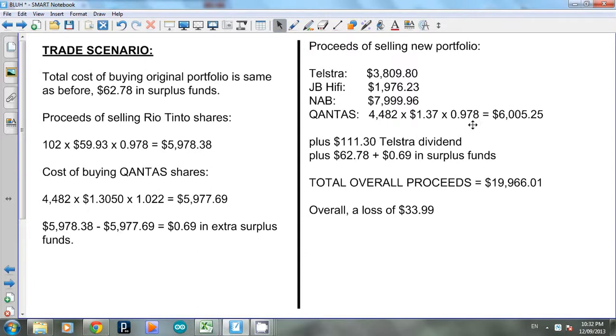So we've got those four figures. To that, I still have the $111.30 Telstra dividend, and I have $62.78 in surplus funds, plus that extra 69 cents I had left over when I bought the Qantas shares. Add all those figures together, gives me a total proceeds of $19,966. So I've still made a loss, but this time it's only been a loss of about $34, so I'm slightly better off.